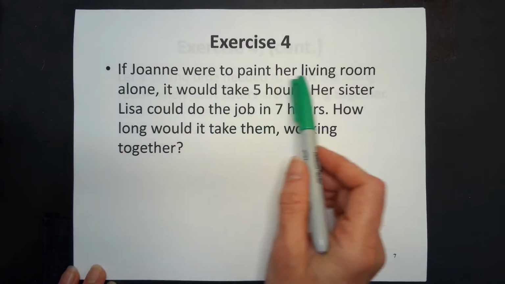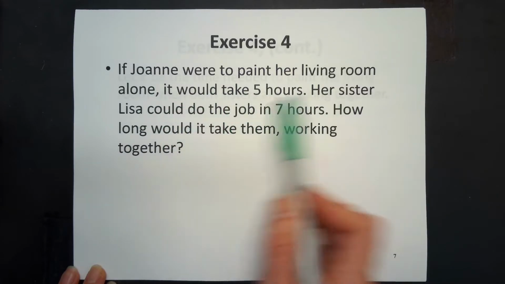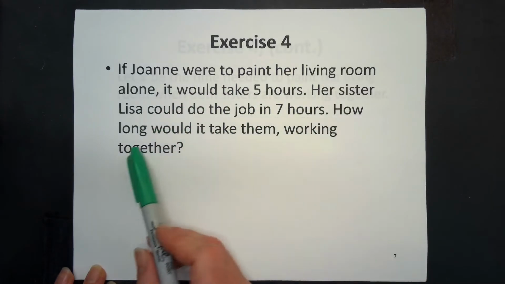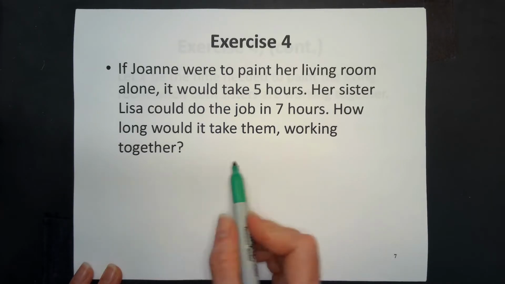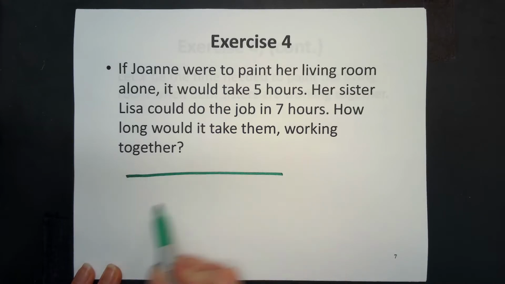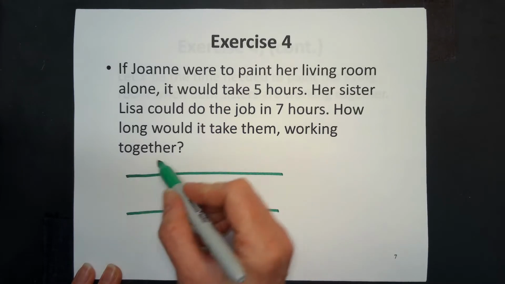So if Joanne were to paint her living room alone, it would take 5 hours. Her sister Lisa could do the job in 7 hours. How long would it take them working together? So this one's a nice one. When we're talking about this, we're going to make a chart here.